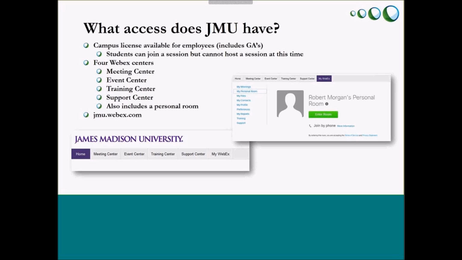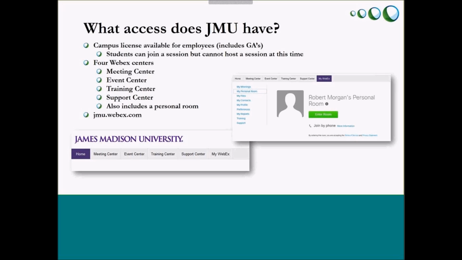There are 4 Webex centers that we'll look at today: the Meeting Center, Event Center, Training Center, and Support Center. What you will probably be using the most is the Meeting Center, and that's what we're in right now. You can host up to 1,000 people in the Meeting Center, and it's really easy to use and allows video sharing and content sharing across devices. You may also want to use the Training Center, and we'll talk about some reasons why the Training Center may work better for your needs, but for the most part, we'll probably expect that people will be hosting sessions in the Meeting Center.